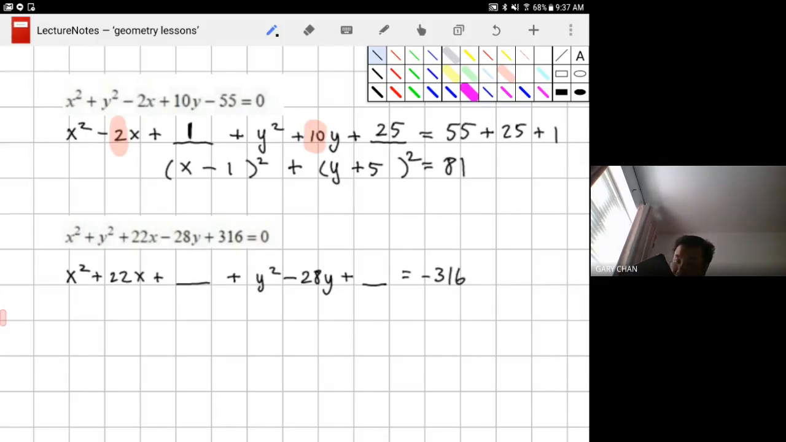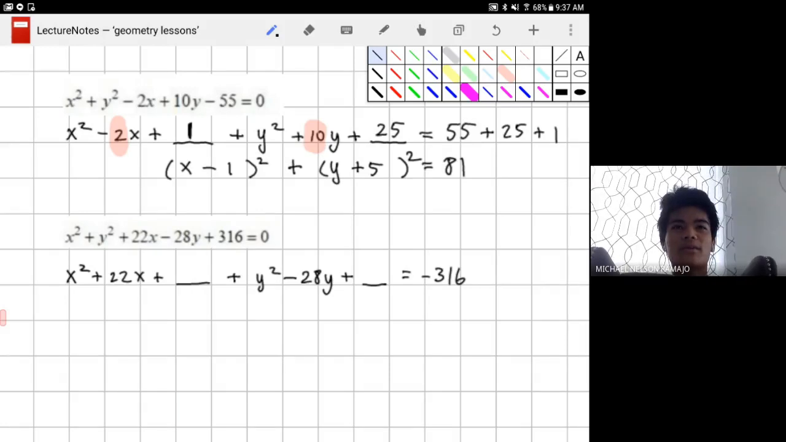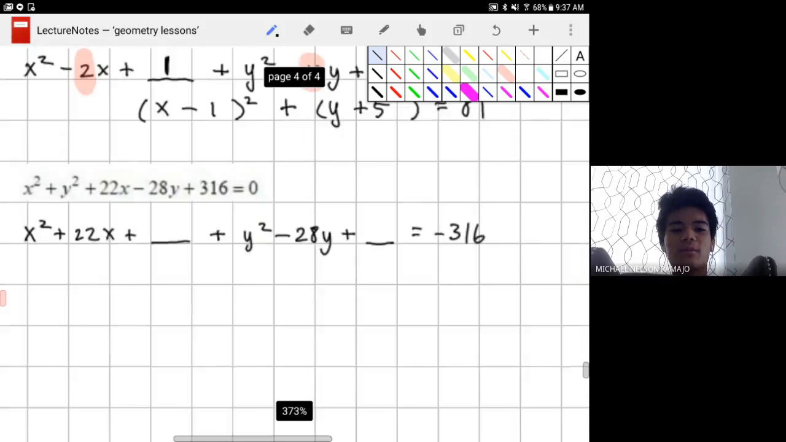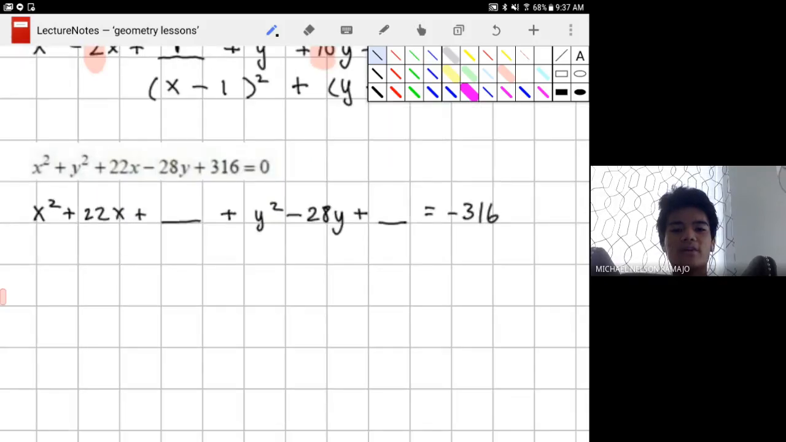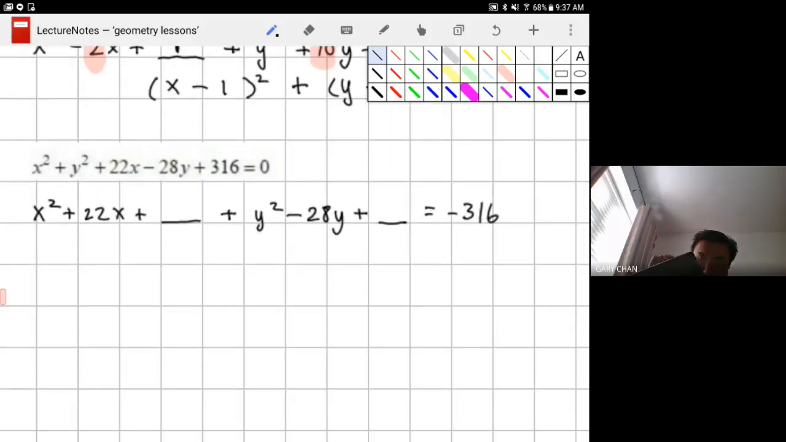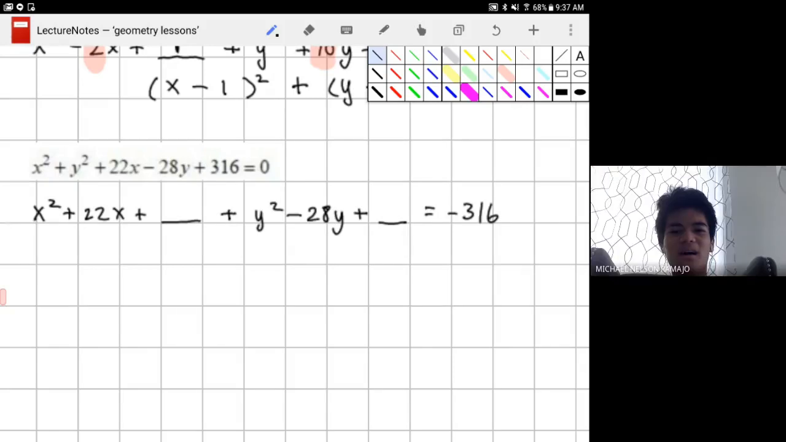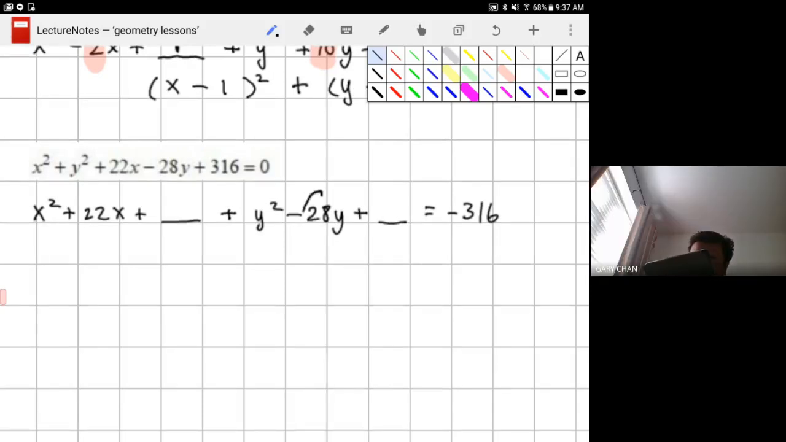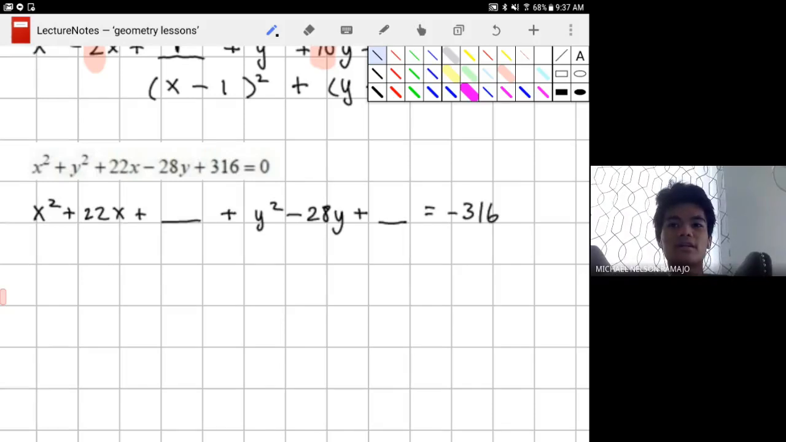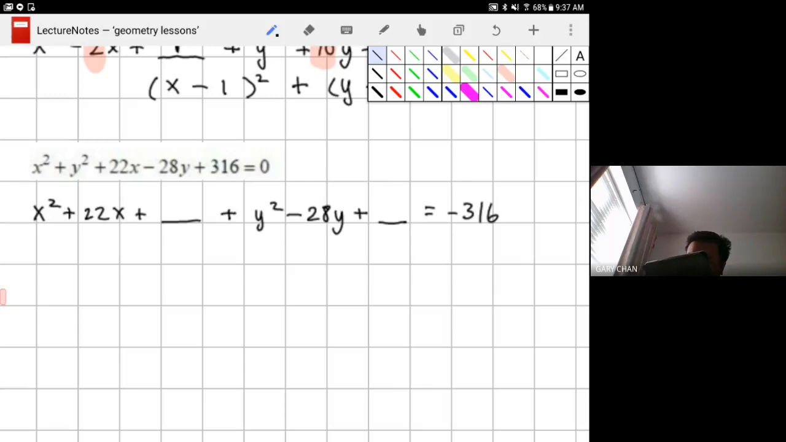Michael, do you remember how to complete the square from yesterday? Get the number, half it, and then square the half. Good. Which number do we have? The negative 28. Okay, so you want to do this one first. We're going to half this. So what's that halved? 14, and then 14 squared is 196.